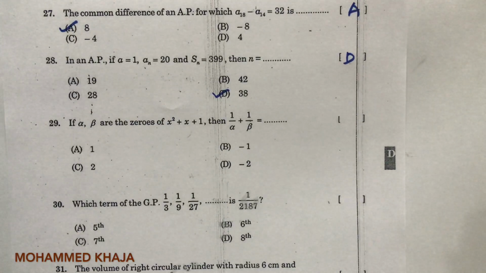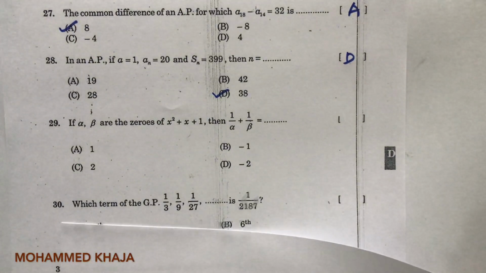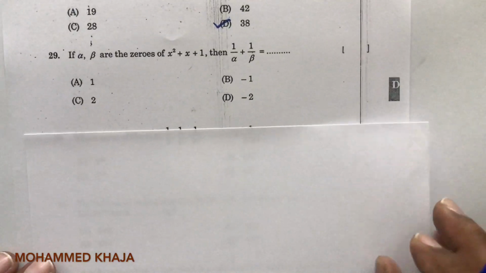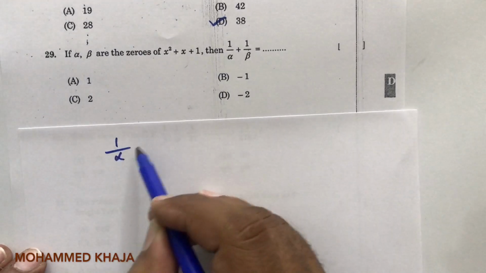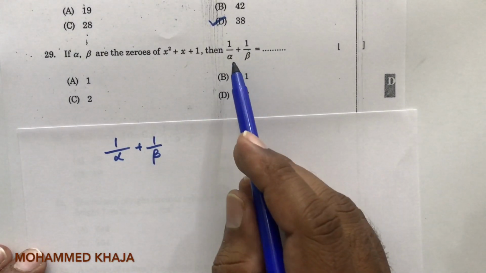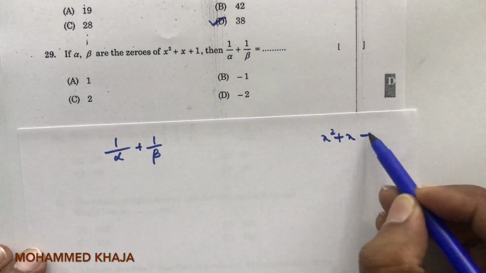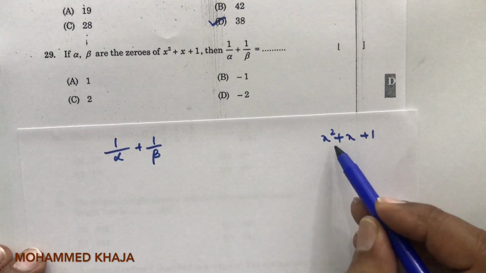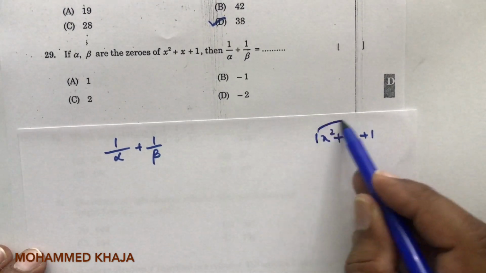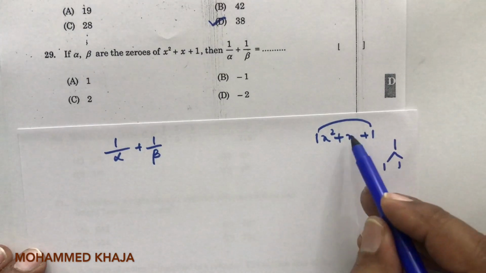Next, if alpha and beta are the zeros of x square plus x plus 1, we need to find 1 by alpha plus 1 by beta. So 1 by alpha and 1 by beta. Now see here, we will not be able to split the middle term, because 1 into 1 is 1, and with 1 and 1 we will not be able to get 1 again.